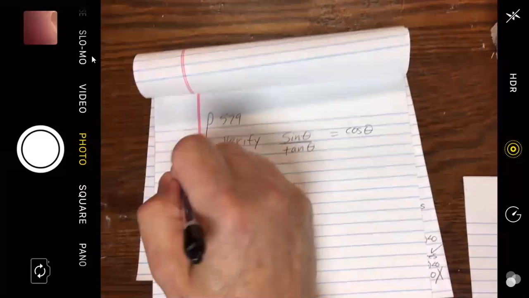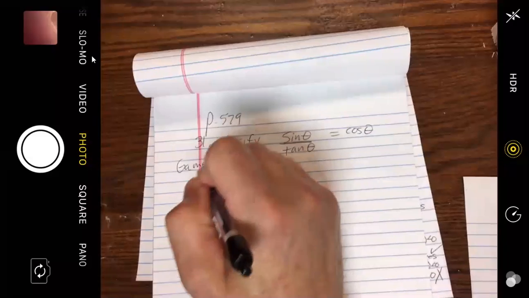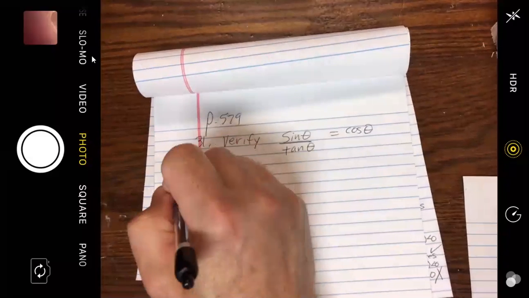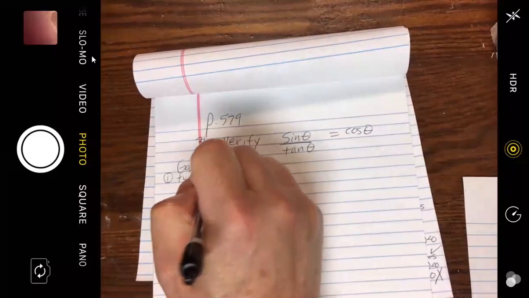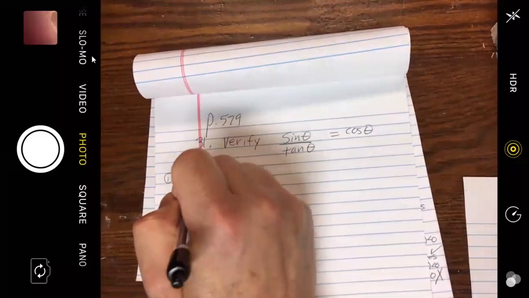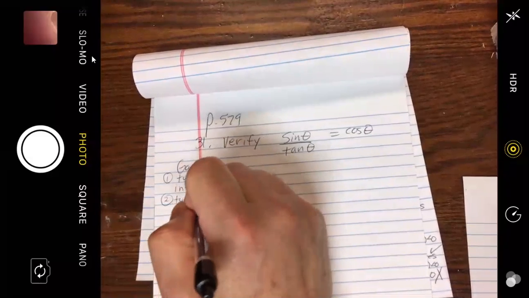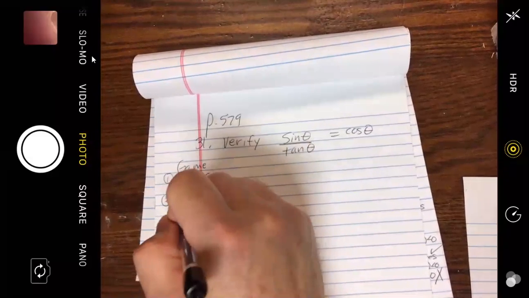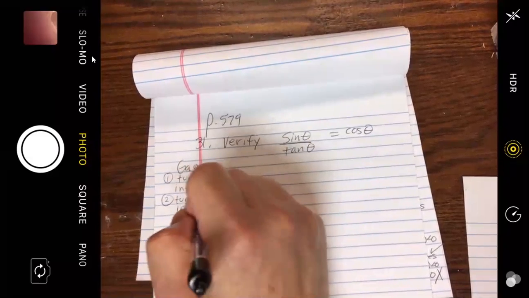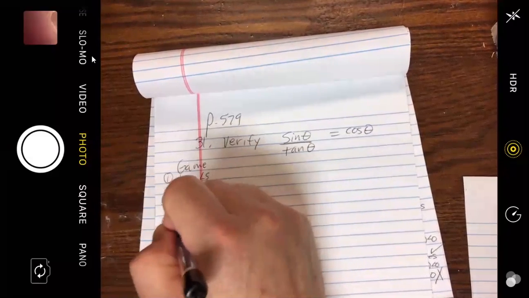Once again, it's just a game. I'll repeat the three things. You can turn left side into right side, turn right side into left side, or work on both and meet in the middle.